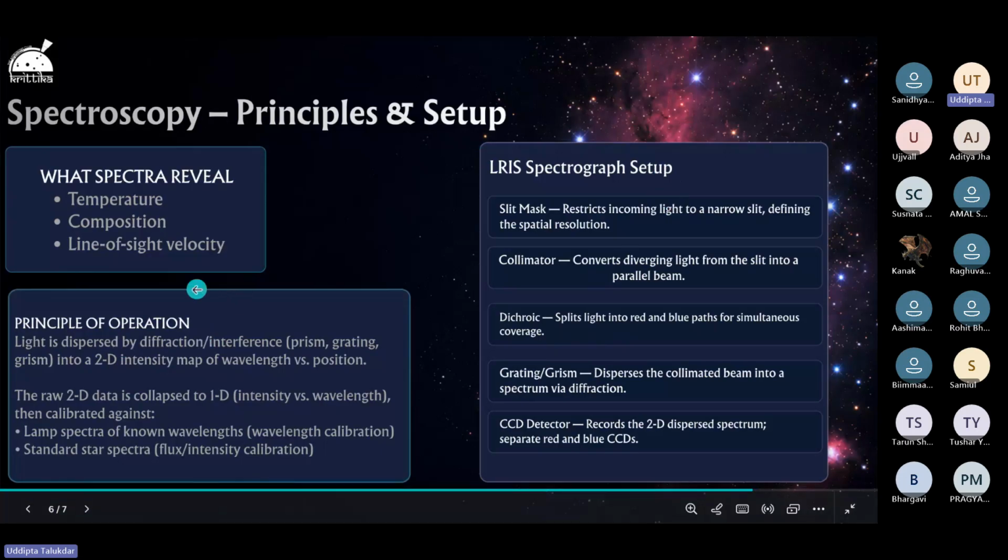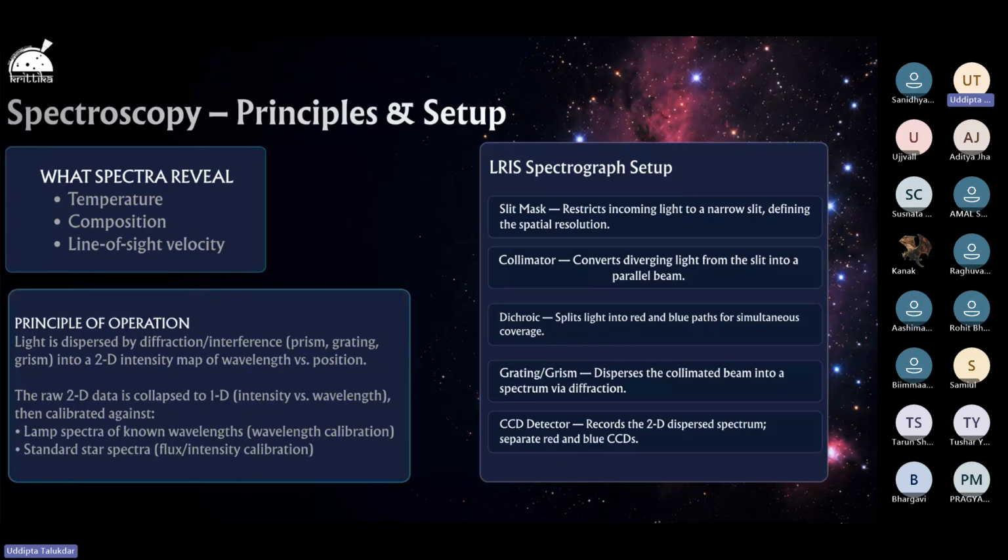So the light enters and hits a dispersing element. It can be a prism or a grating. Then it spreads out the light into a spectrum. This lands on a detector as a 2D image. One axis is the position, the other axis is the wavelength. Now we collapse that 2D image into a 1D plot. That is the intensity versus wavelength plot, the actual spectrum that we are going to study.